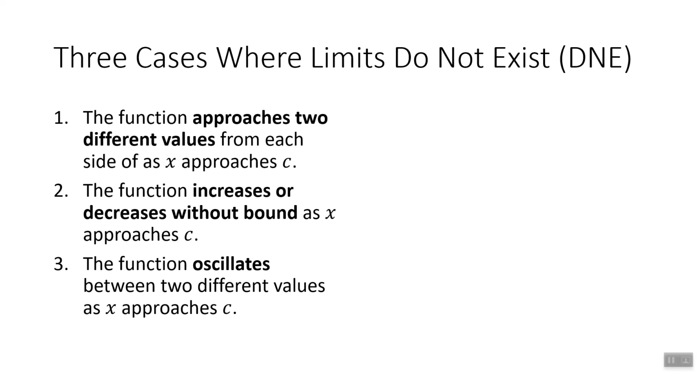All right, so those are our 3 cases where we have problems. If we have approaching 2 different values from each side, that's a jump. All right, if it increases or decreases without bounds, so it could go down too, that is our vertical asymptote. All right, or it can oscillate. Look, it's 2 L's. So the function can go back and forth really, really quick, and we can't tell what's going on, so then the limit there would not exist. And it has to be 2 different values. If it oscillates down to the same value, then that's not a problem.